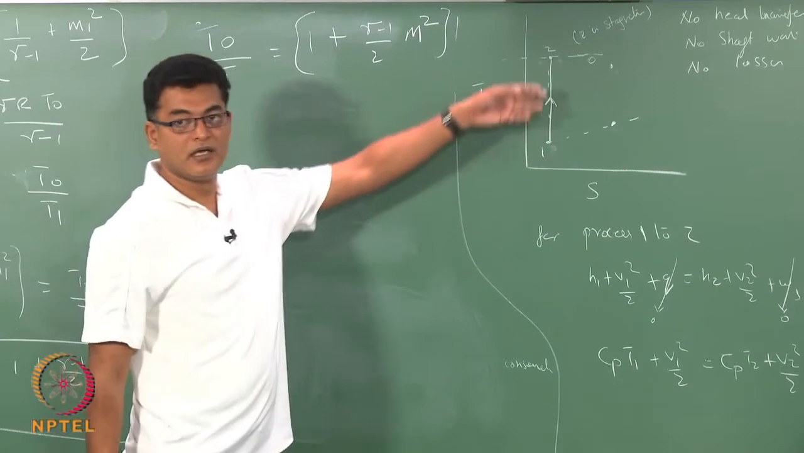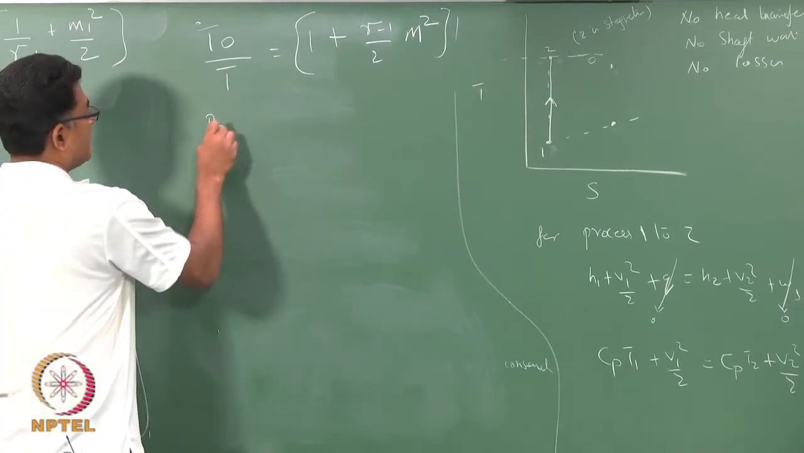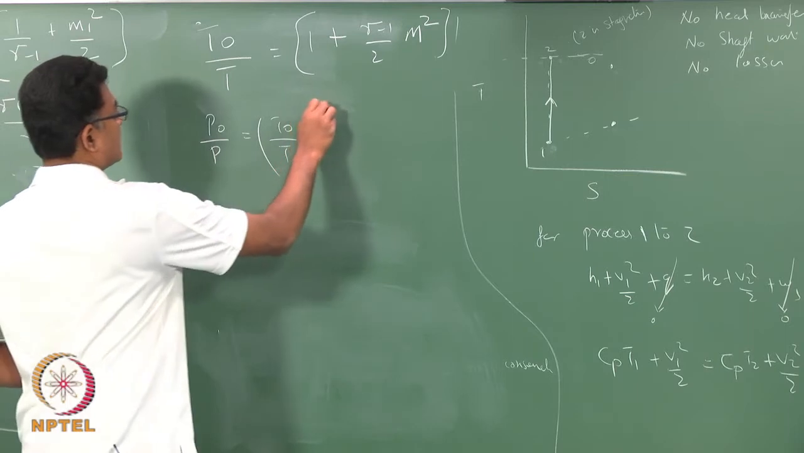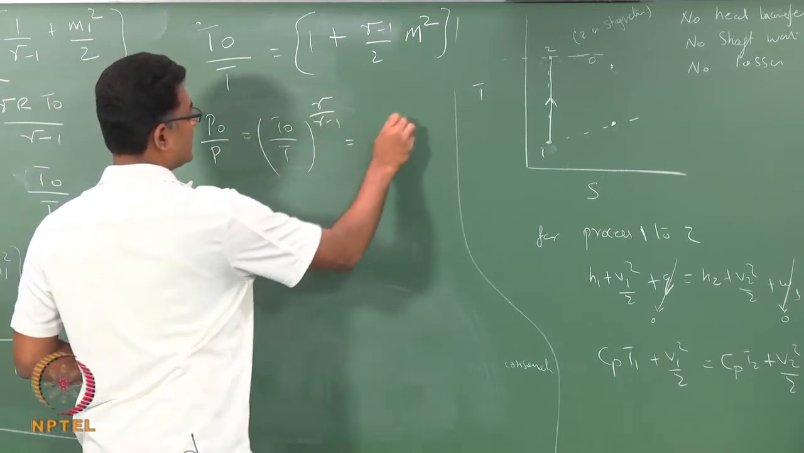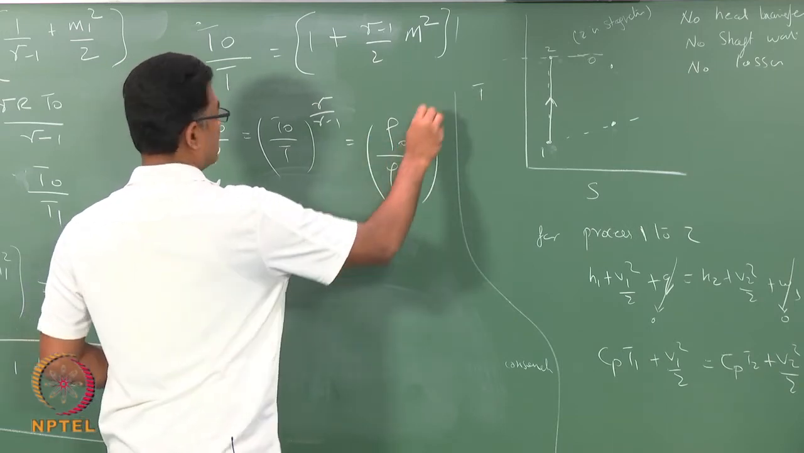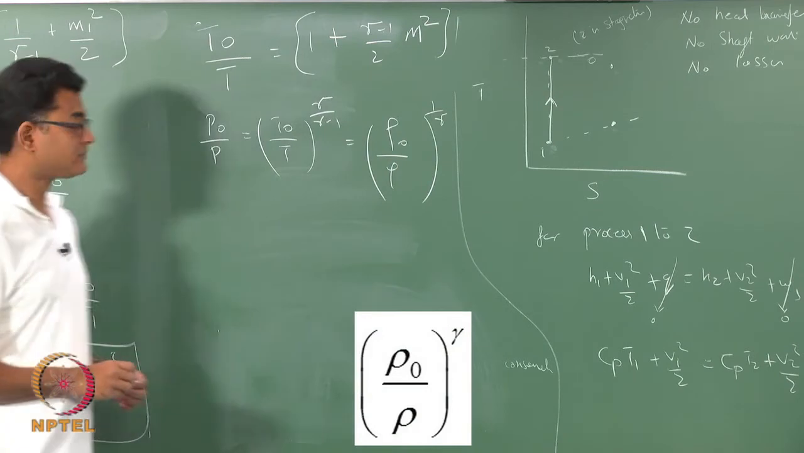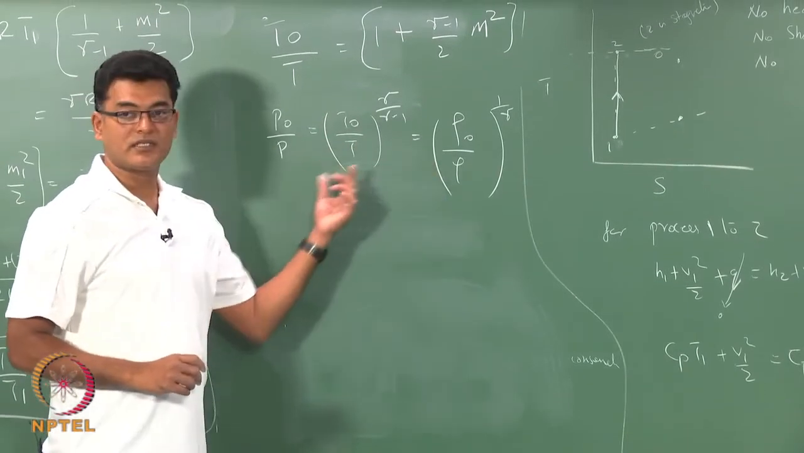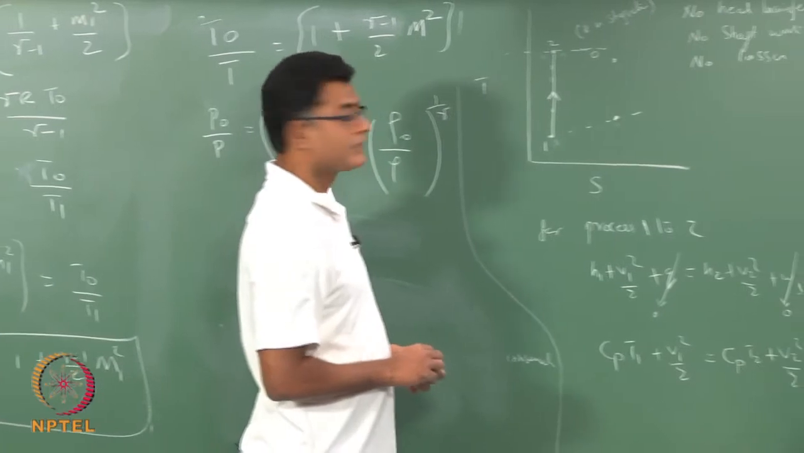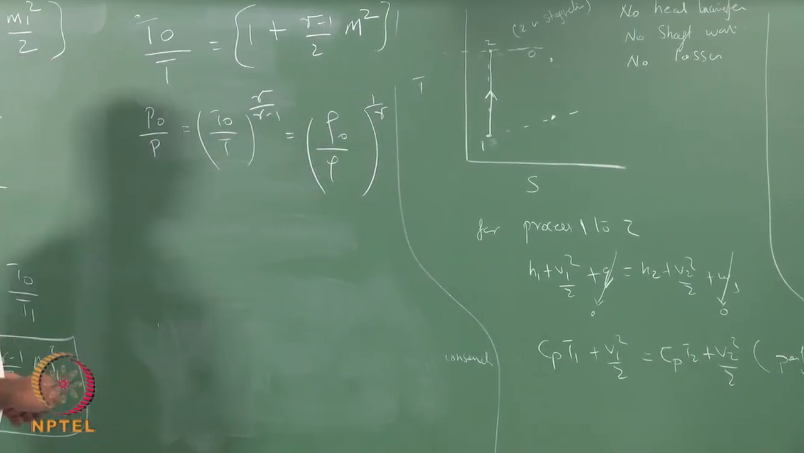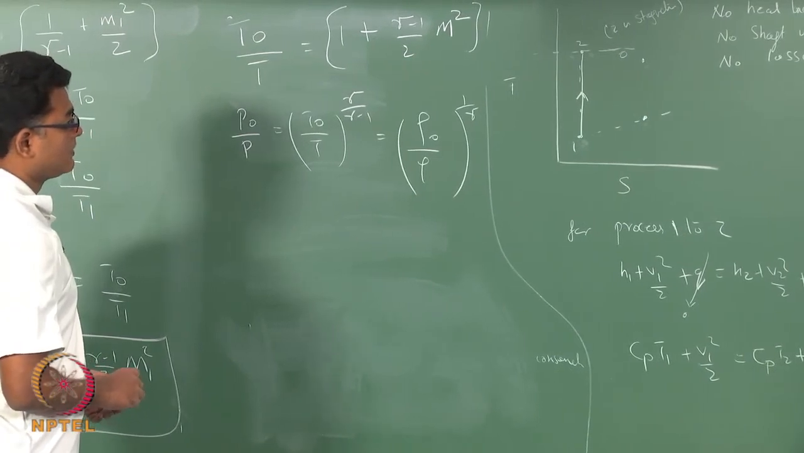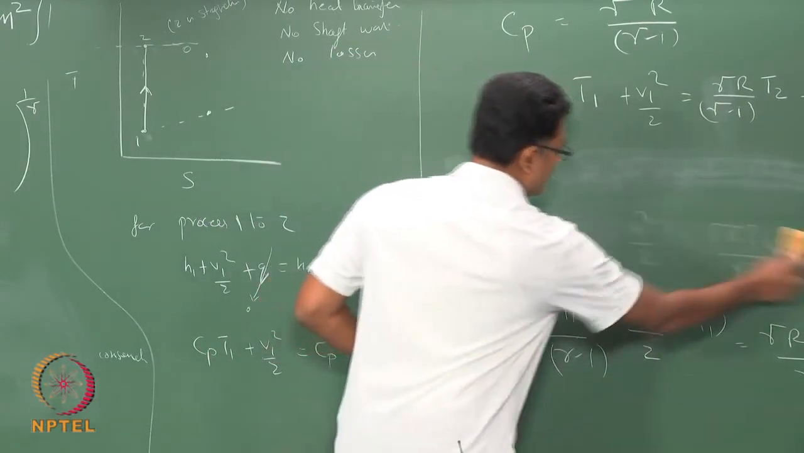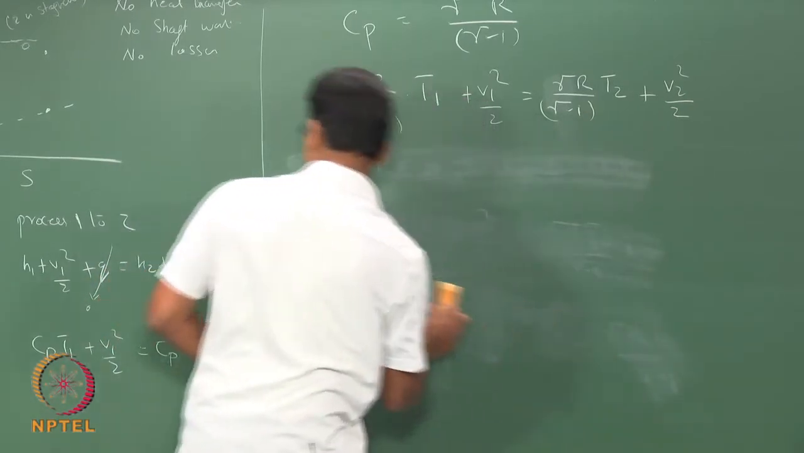Now, this process is isentropic, which means my P0 by P is related to T0 by T as gamma by gamma minus 1, which is related to rho 0 by rho as 1 by gamma. So, if I know these ratios, I can get the other ratios if I know the Mach number. Now, I go back to this equation which we have written a few minutes earlier.